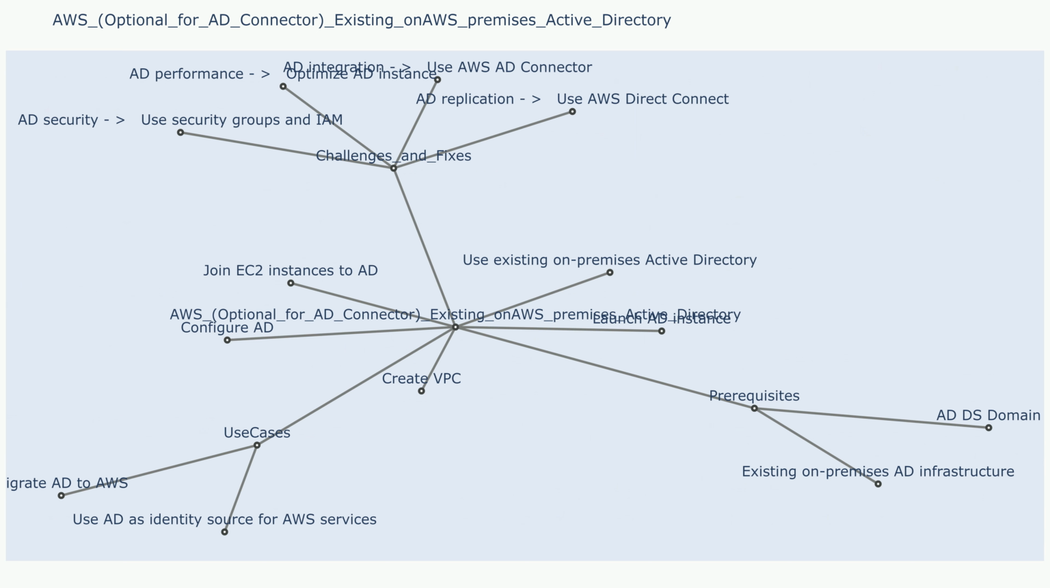Use security groups to restrict inbound and outbound network traffic to the AD instance. Implement identity and access management to control user permissions and access to AWS resources. AD integration: seamlessly integrating your on-premises AD with AWS services. Use AWS AD Connector. AWS AD Connector provides a mechanism for synchronizing user identities and group memberships from your on-premises AD to AWS. This enables you to use your existing AD credentials for accessing AWS resources.